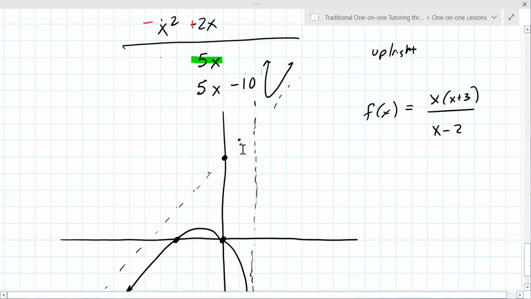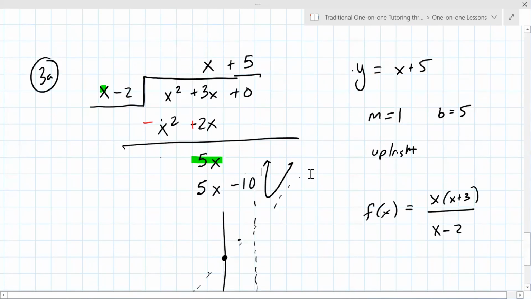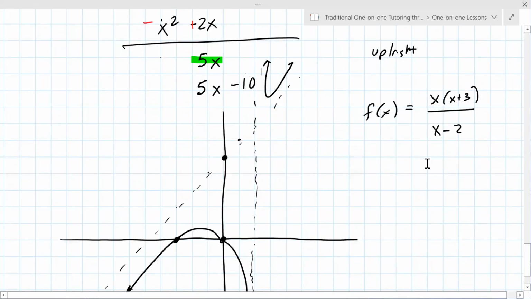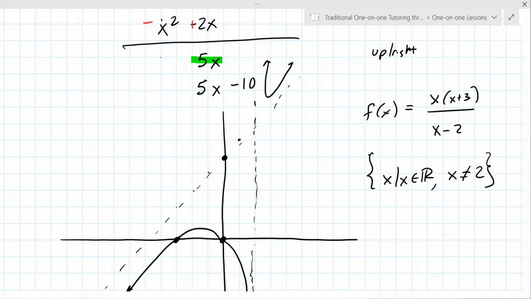Any questions on what we've done so far before we go to domain? No, but for the domain, would you put the restriction? Yes, that was one way you could do it. You have to say that x cannot be 2. Yeah, that makes sense. All right?